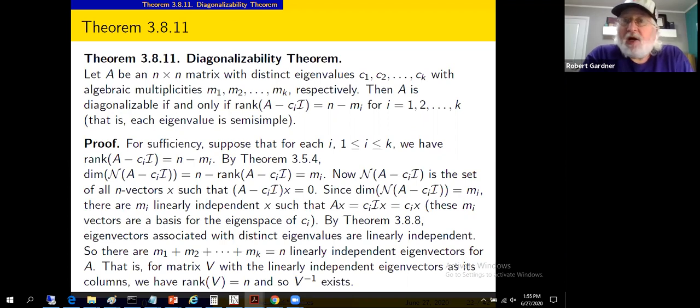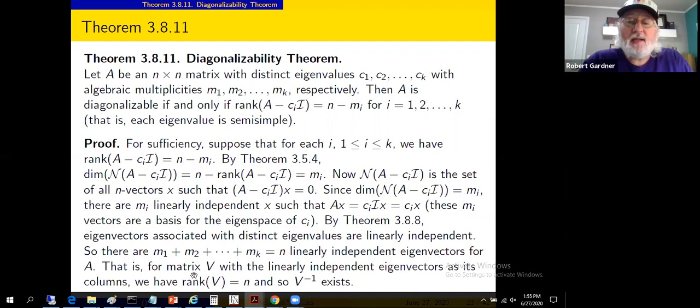The eigenvalues are zeros of the characteristic polynomial. We're dealing with an n by n matrix, so that characteristic polynomial is degree n. The fundamental theorem of algebra says when you add up all those multiplicities, you get n. So summing m sub 1 through m sub k gives us n linearly independent eigenvectors for matrix A.